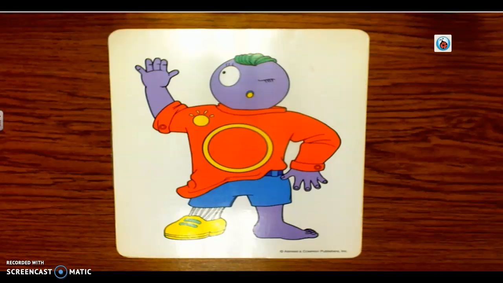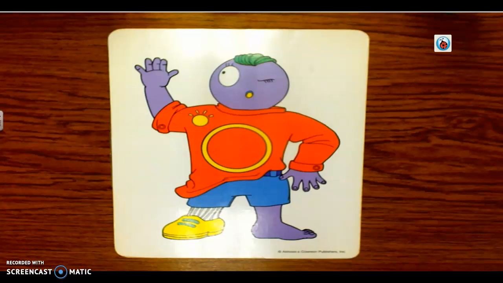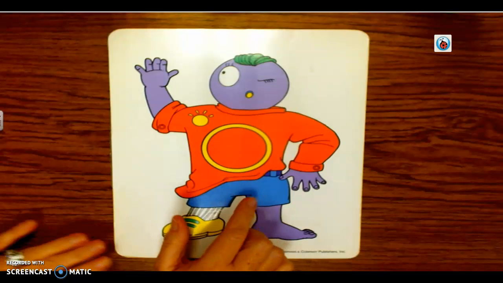Good morning, boys and girls. We are going to review a letter today. We are going to review the letter O. We've already talked about the letter O before. Remember, O is a vowel, so it's going to have two sounds. Here is our letter O.